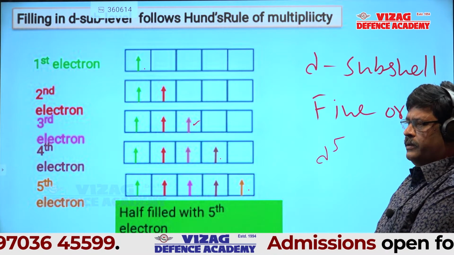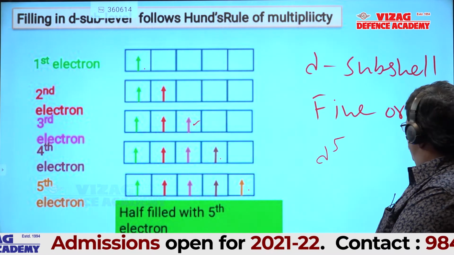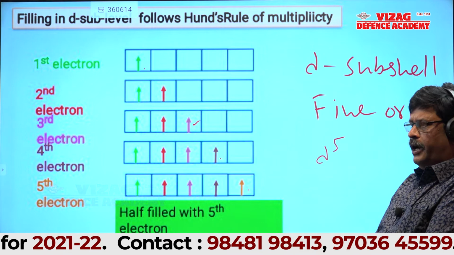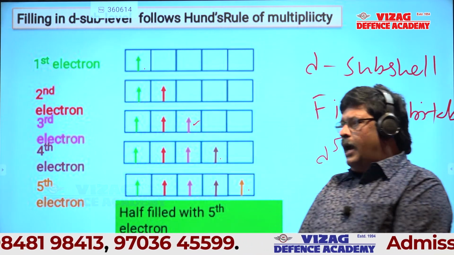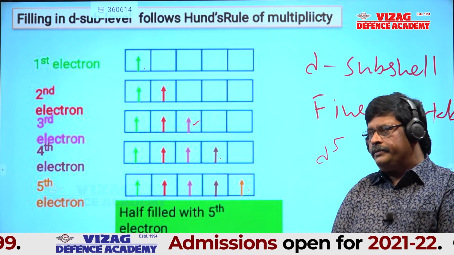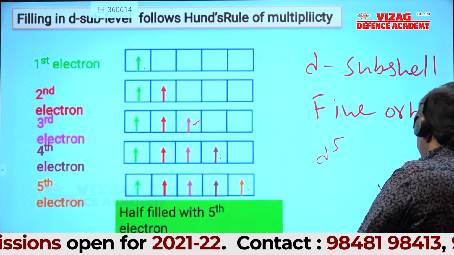Half filled with the fifth electron. That's what I wrote. No element or name is in the slide. I just showed how to fill the d orbitals. That's all. Yes, this is only the first slide.